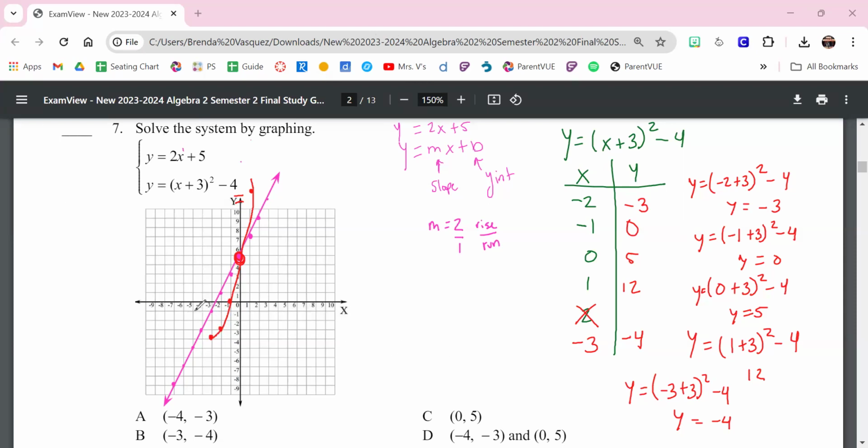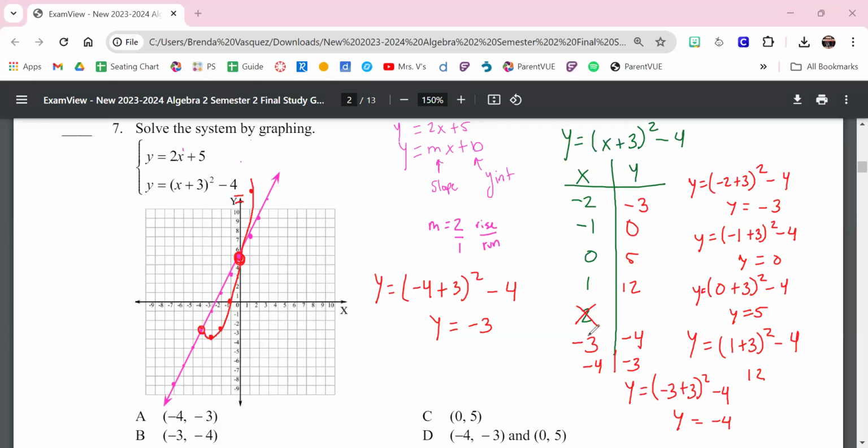Let's go ahead and try -4. So let's try y equals -4 plus 3 squared minus 4. This would be -1. -1 squared is 1 minus 4. -3 again. So it's going up now. So whenever my value is at -4, it's now back at -3. So -4, -3. Do we see another solution? Yes, we continue to go.